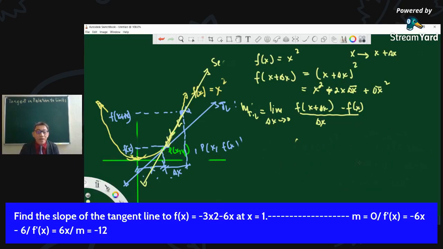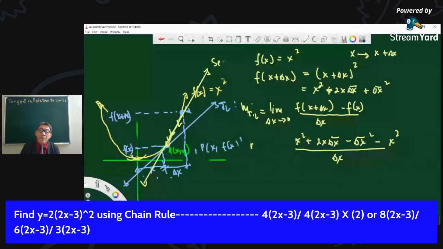Okay, so now let's plug in. Therefore, the slope of the tangent line would be x squared plus 2x delta x plus delta x squared, minus what is f of x? That is equal to x squared. And this is all over delta x, as, again, the limit. So the slope of the tangent line is the limit as delta x approaches zero.